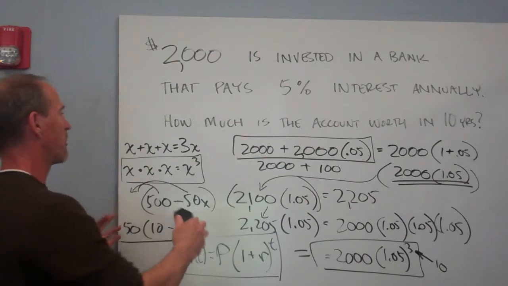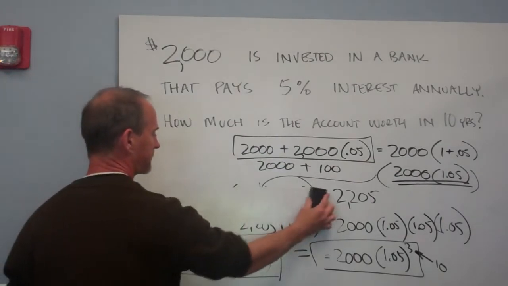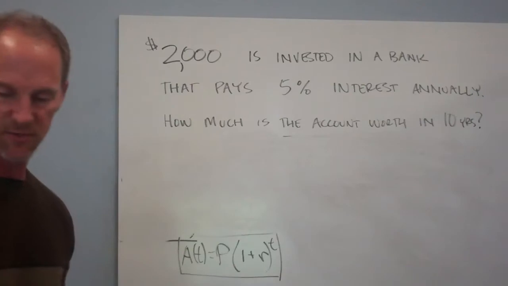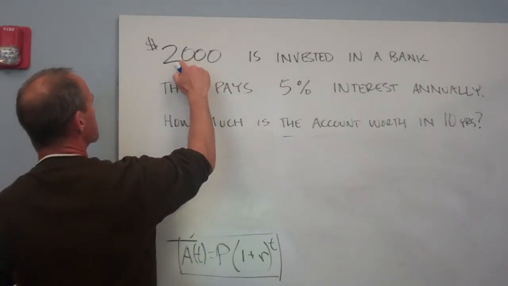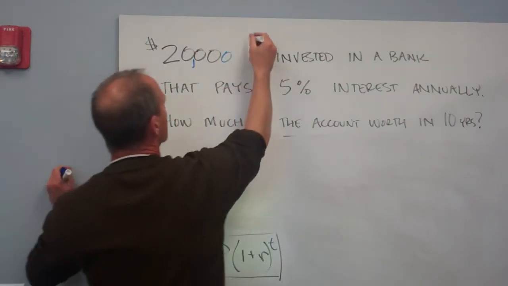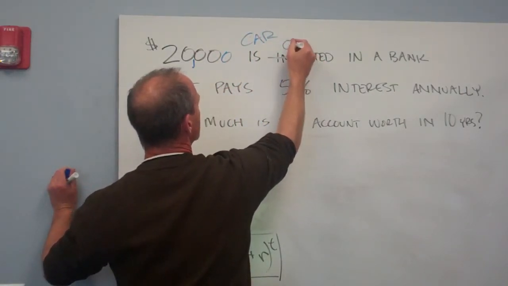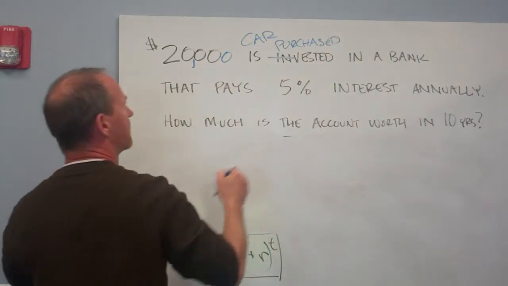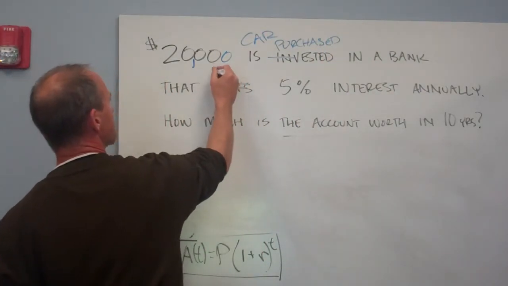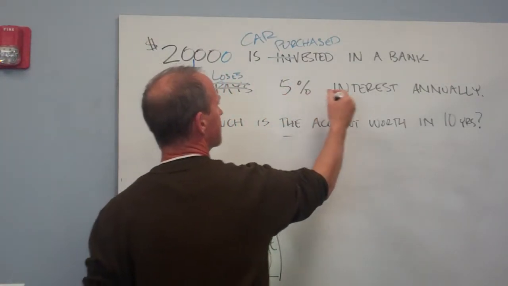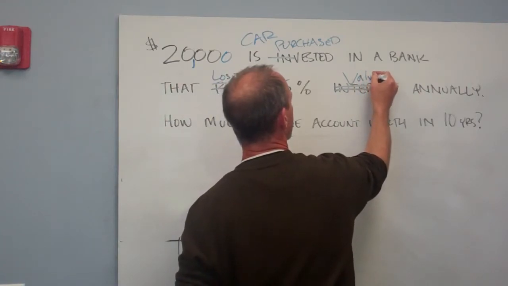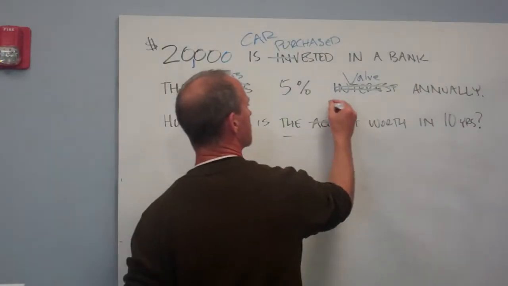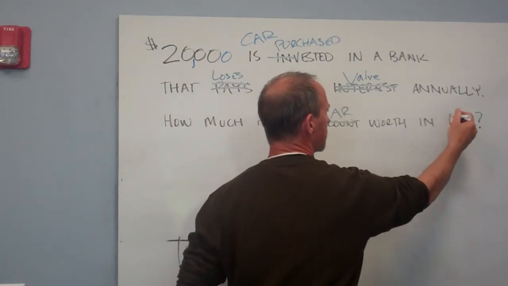Well, it doesn't just have to be money growing. We also have what's called exponential decay, and that is when something is losing value at a certain percent. All right? So to change this around just a little bit, let's say that a $20,000 car is purchased. That loses, it depreciates 5% of its value. Okay? Loses 5% of its value every year. How much is the car worth in, let's say, I don't know, 15 years?